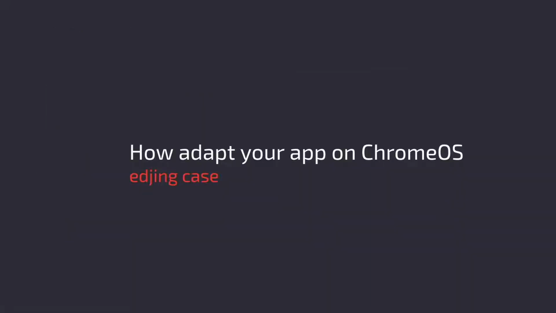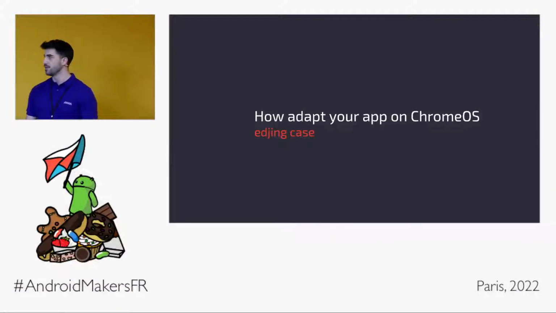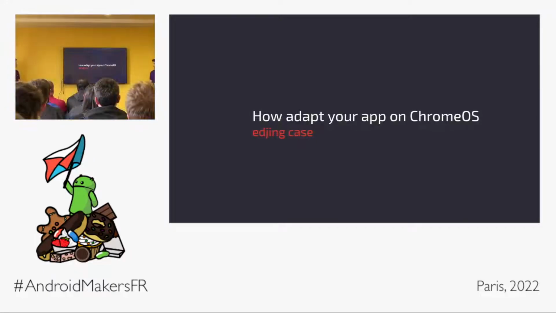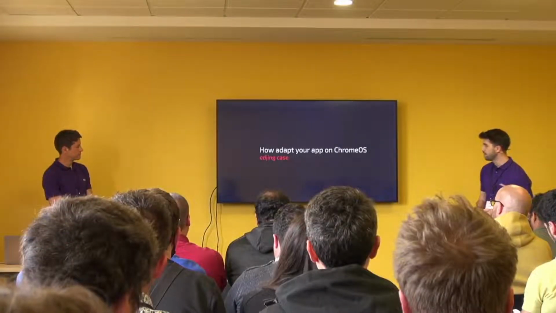So now you want to adapt it. How can you adapt it? As I said, at MWM we already did the work for our app edjing, which is a DJ app for remixing tracks on your smartphone. So we'll see what we achieved with that.